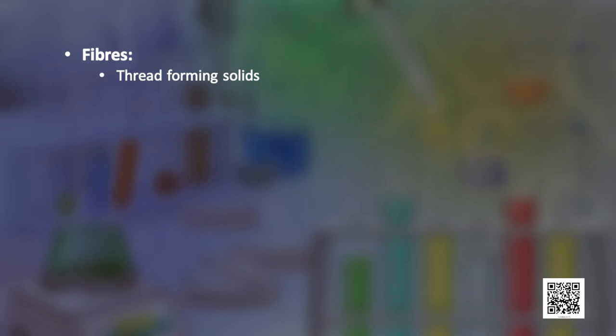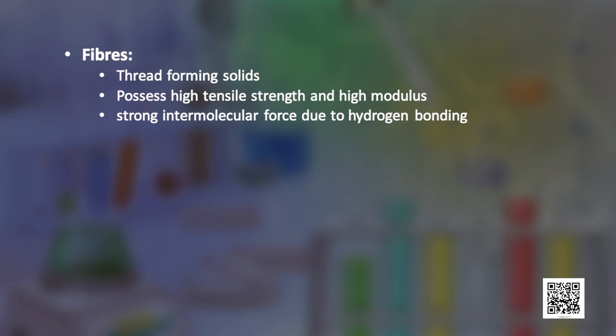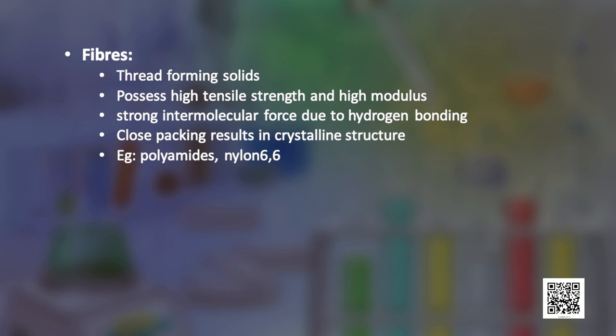These are thread forming solids which possess high tensile strength and high modulus. These characteristics can be attributed to strong intermolecular forces like hydrogen bonding. These forces also lead to close packing of chains and thus impart crystalline nature. The examples of this category are polyamides such as nylon 66 and polyesters such as terylene.